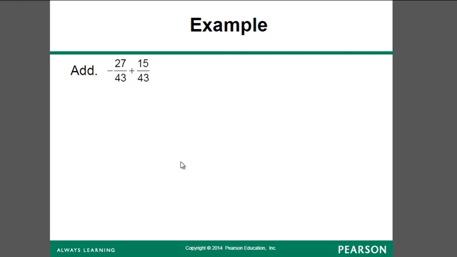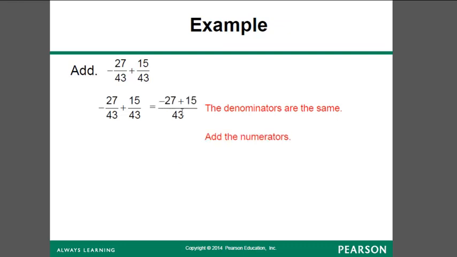Look at negative 27 over 43 plus 15 over 43. The denominators are the same. Therefore, I can look at it as negative 27 plus 15 all over 43. Notice my denominator stayed the same. I add the numerators and I get negative 12 over 43, which will be my final answer.